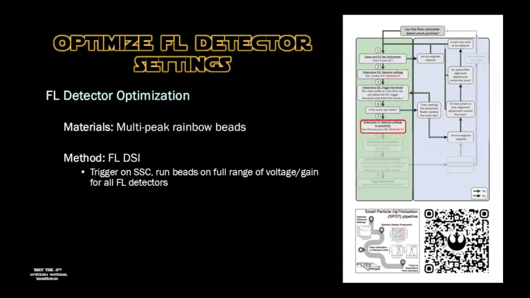The next step in our workflow is to optimize our fluorescence detector settings. The materials that we utilize here are multi-peak rainbow beads, and the method, similar to scatter optimization, is an incrementation of the detector settings. In order to use these beads, we have to trigger on scatter since we are going to be changing the fluorescence detector settings. So we run the beads for the full range of voltage available for fluorescence detectors, and we record each of these as a separate file.